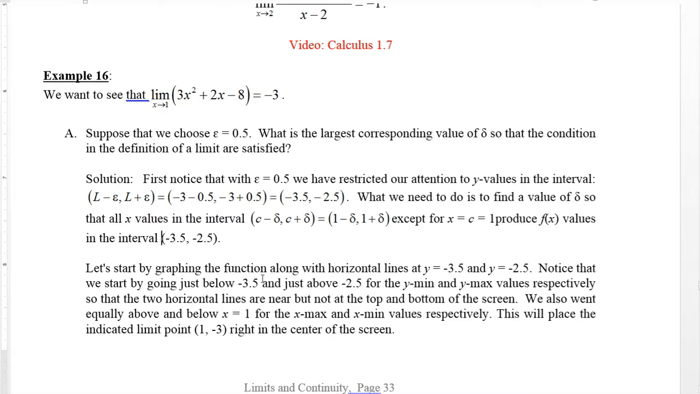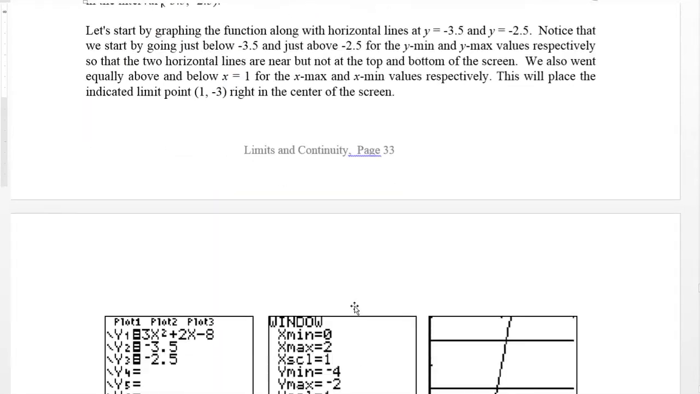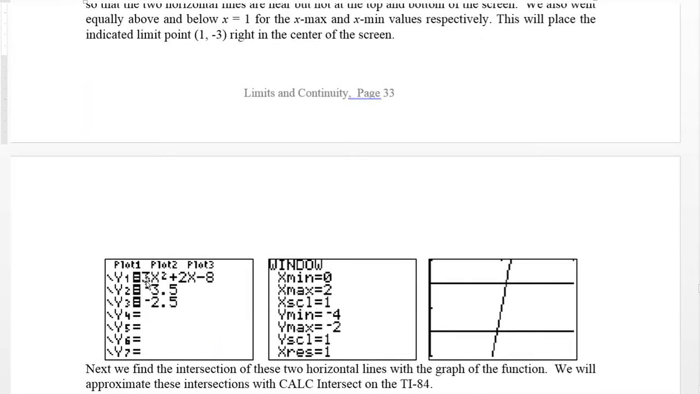Okay, well now you're back. Hopefully you've done what I asked you to do, and that is take your calculator like this, put in the original function formula for y1, put in L minus epsilon for y2 and L plus epsilon for y3, so that goes like I've got in this screen right here. Pick some kind of window and graph it.